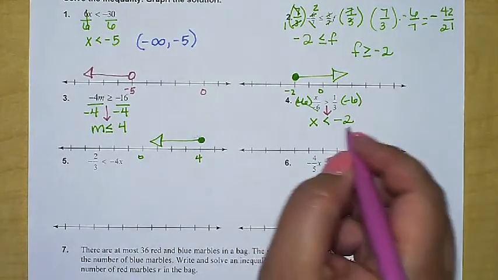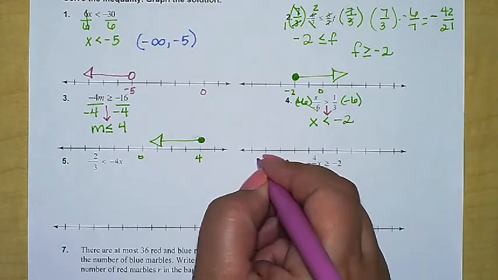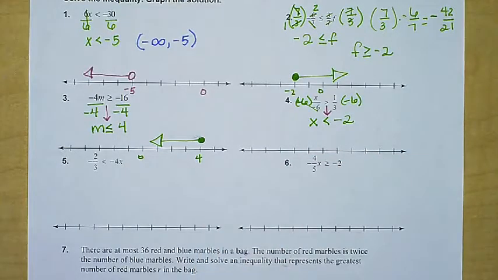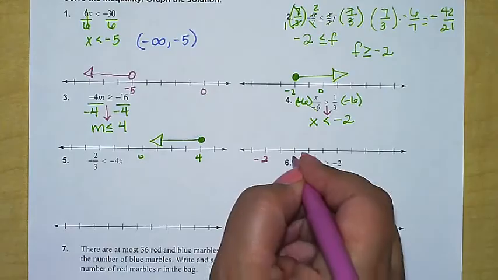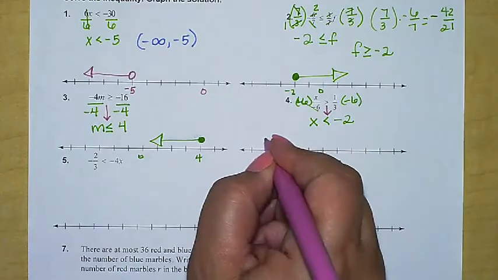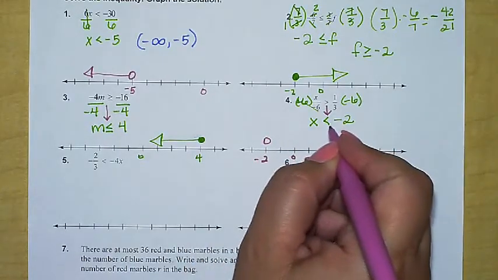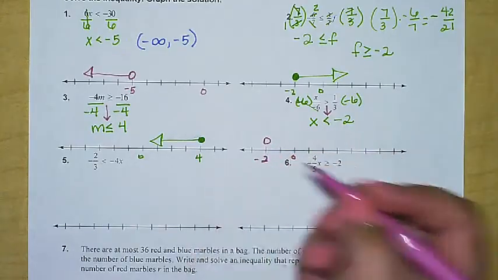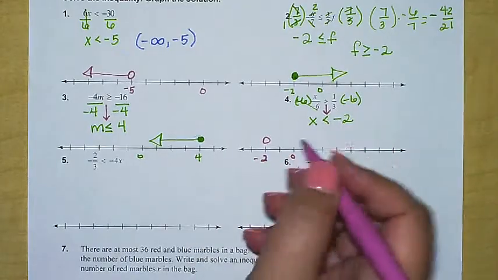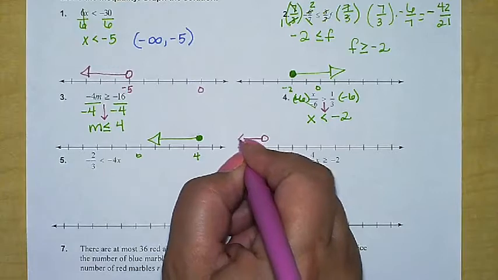Okay, I want all the x's that are less than -2, so maybe I'll put -2 right here. This is an open circle. There's no little bar underneath. It's not or equal to, so it doesn't include -2. And I want all the x's that are less than, so that is in this direction.